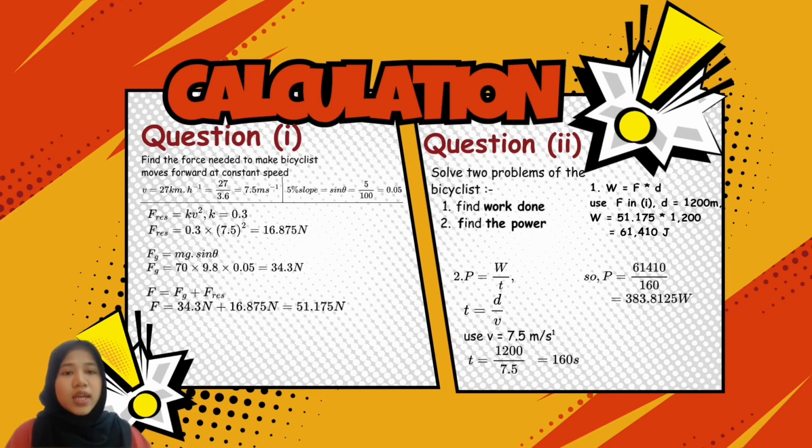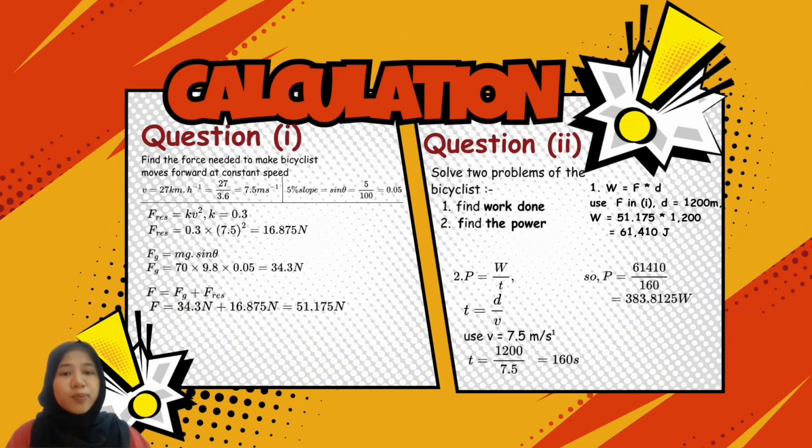Next, we will calculate the air resistance using the given formula. We substitute the given constant k equal to 0.3 and our converted velocity, v equal to 7.5 meters per second, into the formula. So, we get that air resistance is pushing against the rider with a force of 16.875 newtons.